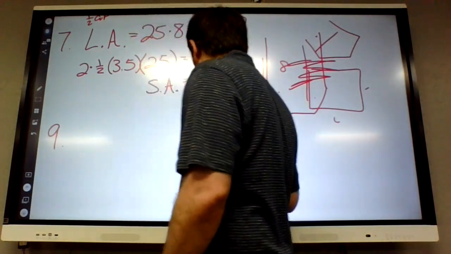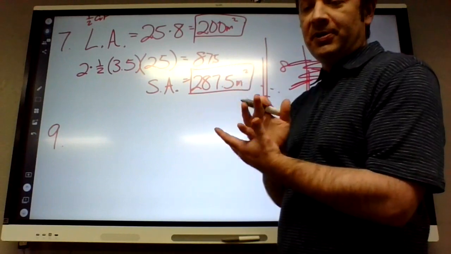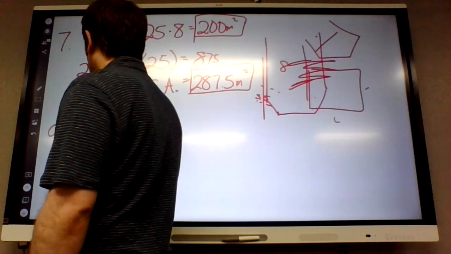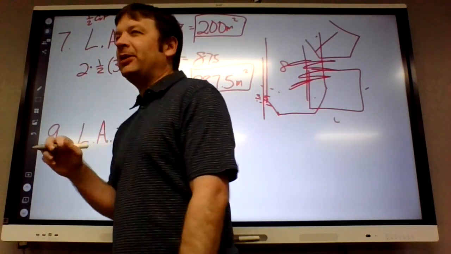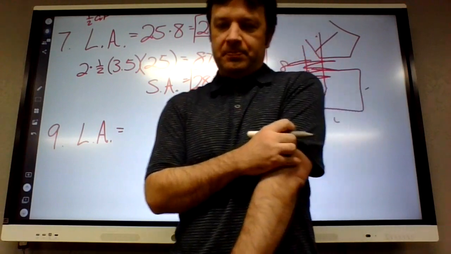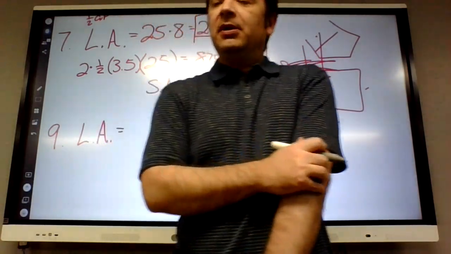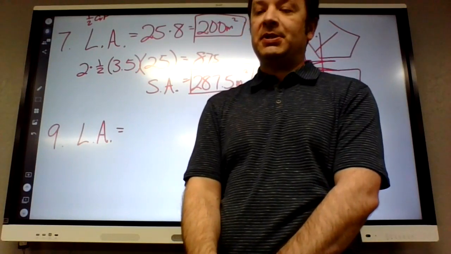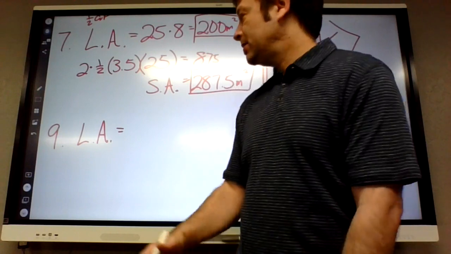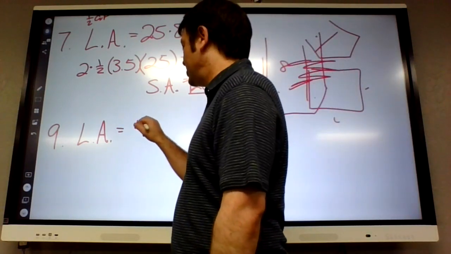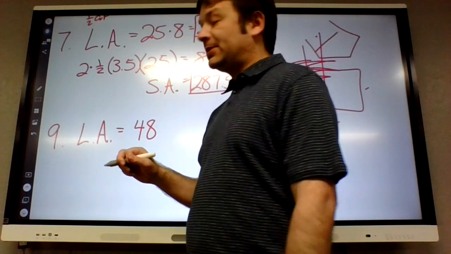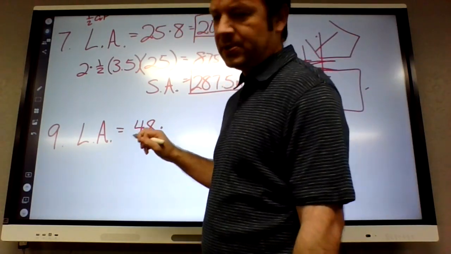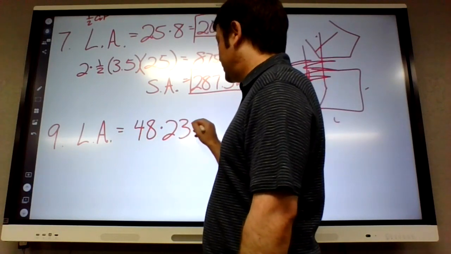Okay, number 9. We're supposed to start with lateral area, that's kind of the easy one. How do we do lateral area again, remind me? Perimeter times height. Perimeter of the base times the height. On number 9, what would the perimeter of the base be? 8 times 6, 48. Yes, it's called a hexagon, you guys remember? So it's 8 times 6 is 48, and what's the height of the prism? 23. And we'll probably need a calculator for that.